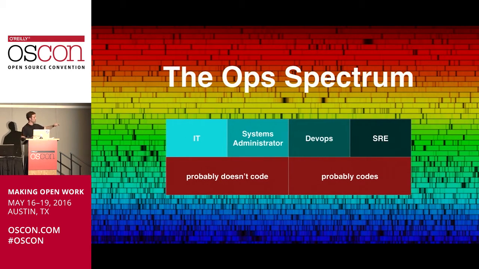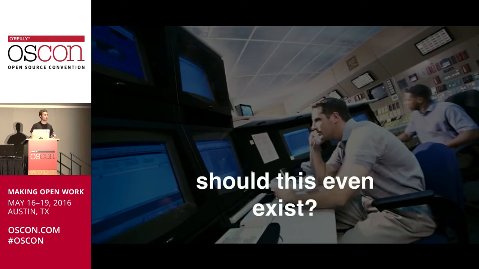But if you hop over into this other quadrant, your DevOps people probably do code a little bit. They're the chefs, the puppets, the Ansibles, the whatever. And then your SREs are on the extreme right, where they are definitely engineers, but they do a lot of opsy type of stuff. And my question to you is, in this entire spectrum of IT, sysadmins, DevOps, SREs, and so forth, should this even exist? Should that entire spectrum even exist? Should it be a thing?